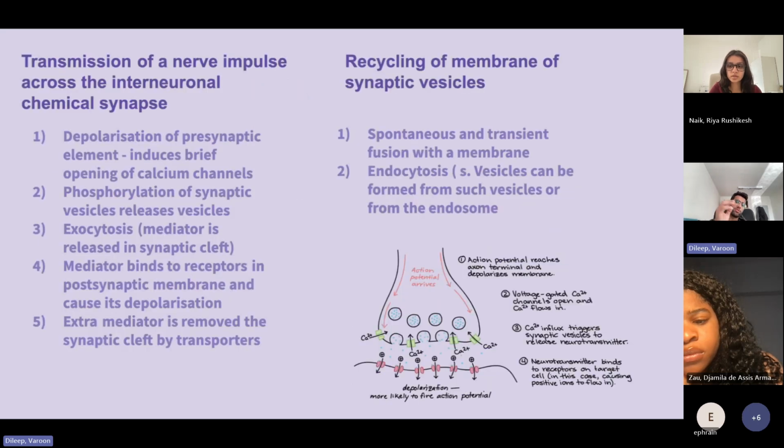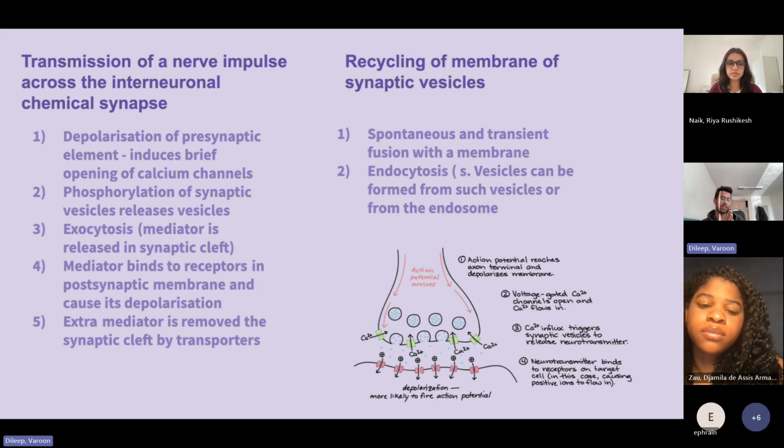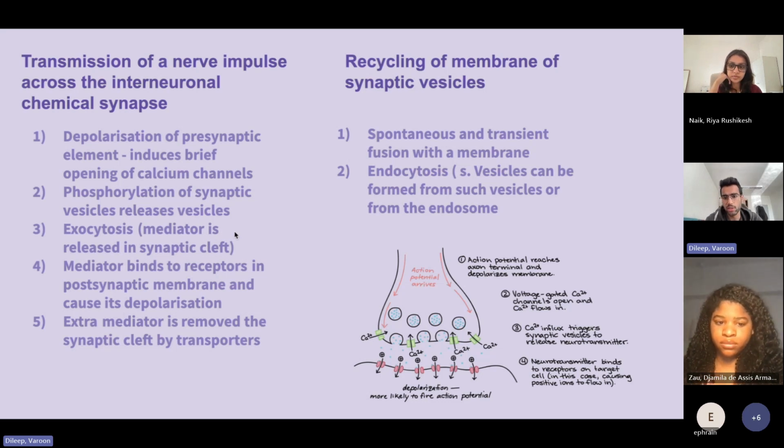Then we will talk about the transmission of the nerve impulse across the interneuronal chemical synapse. Some of you might already have learned this before, but we'll do this. The first step is the depolarization of the presynaptic element. Depolarization is just the change in the charge of the synaptic element, which results in the movement of calcium ions. Here you can see the action potential reaches the axon terminal and depolarizes the membrane, and this will cause the calcium ions to move inside the presynaptic element. Remember, this is the presynaptic element and this is the postsynaptic element.